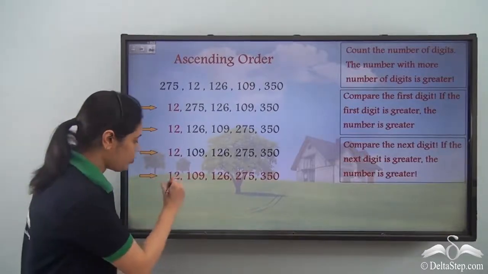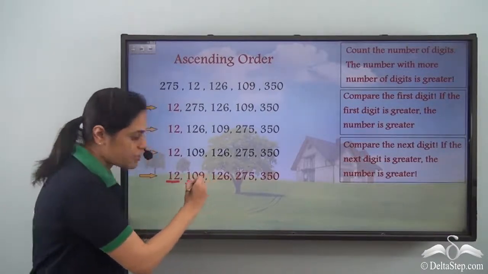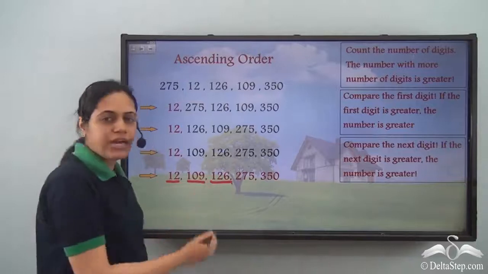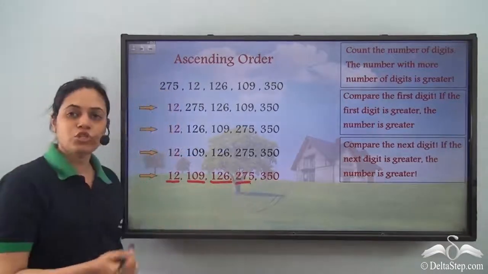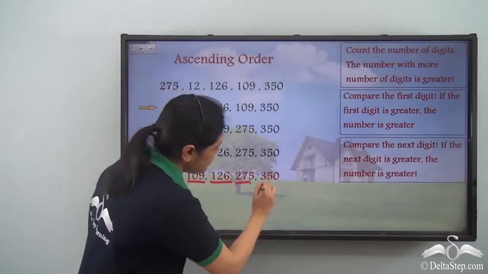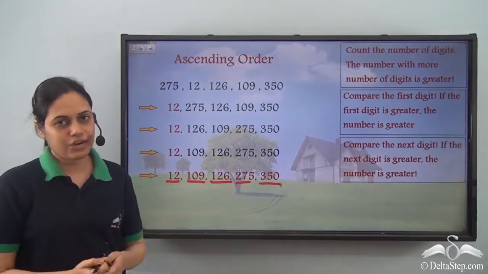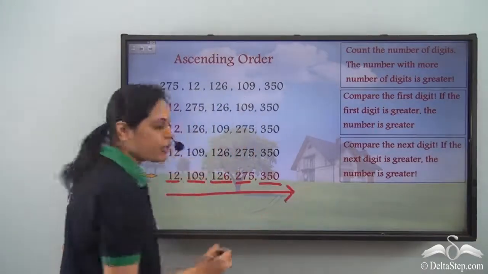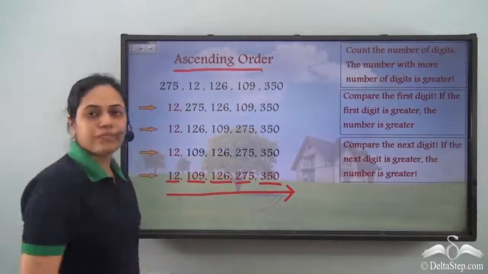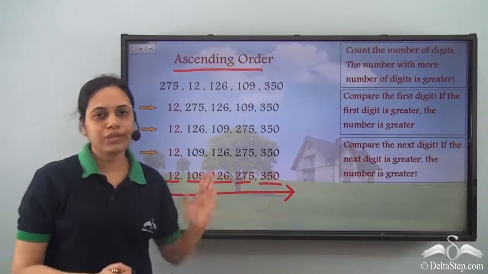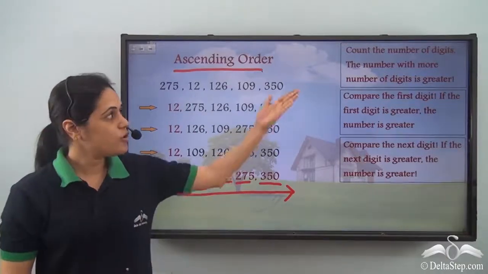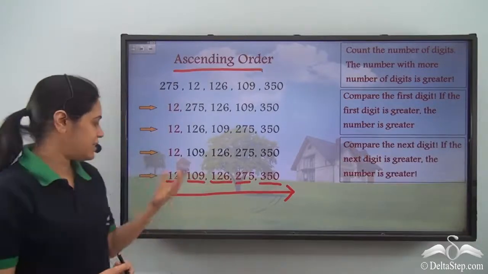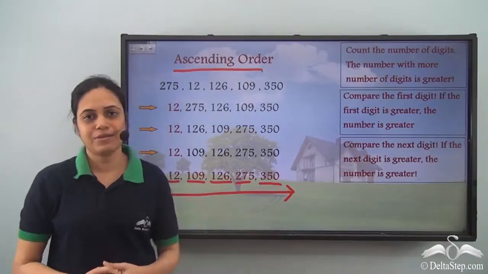So we see that 12 is less than 109. 109 is less than 126. 126 is less than 275. And 275 is less than 350. So these are the numbers arranged in increasing order or the ascending order. That is from the smallest to the largest number. So this is how, using these tricks, you can arrange the given numbers in ascending order.